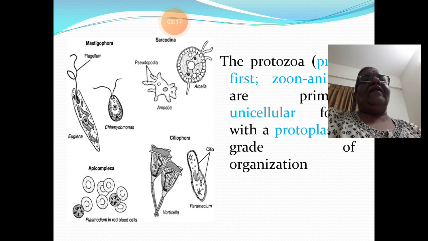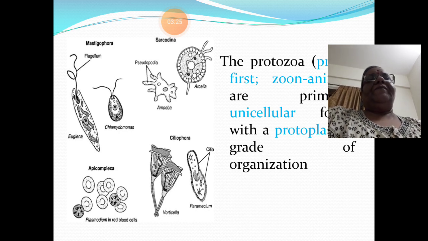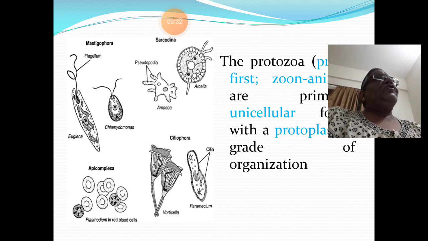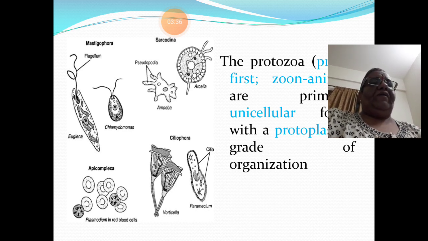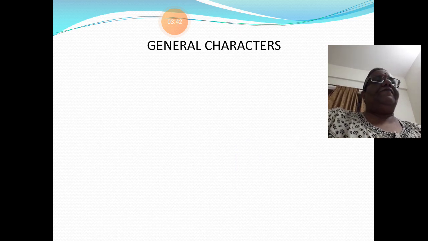Here again I have shown you a few protozoans: Vorticella, Paramecium, Chlamydomonas, Euglena, like this. These are a few protozoans to make you familiar with these animals. Now, let us start our class with the understanding of general characters of protozoans.